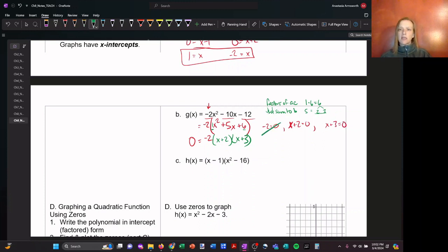Well, hopefully it's obvious that negative 2 does not equal 0. That does not help me get a 0 for the function. That's an untrue statement. But x plus 2 equals 0. If I subtract 2 from both sides, I get that x equals negative 2. And for x plus 3 equals 0, if I subtract 3 from both sides, I get that x equals negative 3. So my two zeros for this function are x equals negative 2 and x equals negative 3.